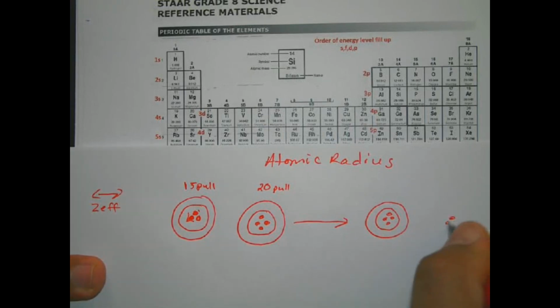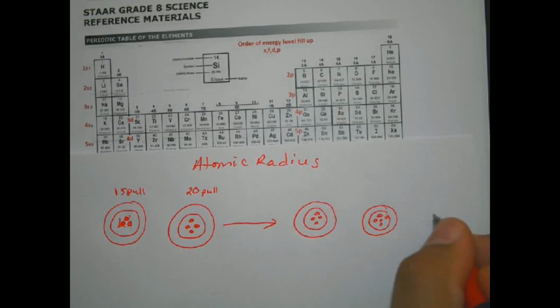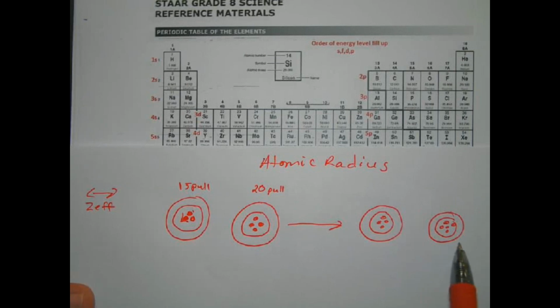So what do you think is going to happen if I have 5 protons in here? It's going to contract it even more, right? What if I have 6 protons? It's going to contract it even more. So as you see, as you add protons, keeping the same energy level, it contracts the electrons because it's pulling them more and more. Okay? So that's our first trend for atomic radius.